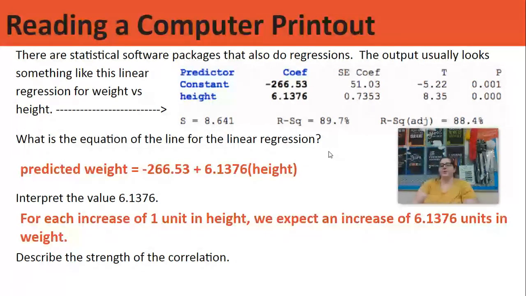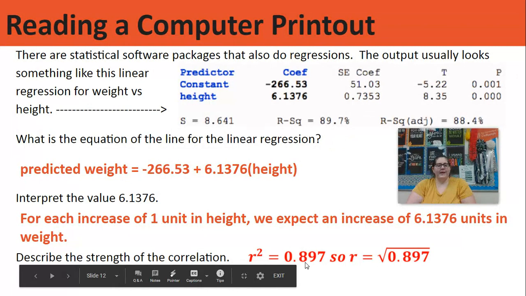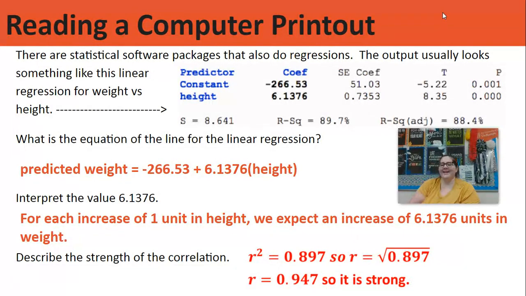And then for the strength, remember the strength comes from R, which is correlation. We don't have R, we have R squared, which is 89.7%. So R squared is 0.897. Remember, it's already a percent, so we have to divide by 100 to turn it back into its decimal form. So 0.897, we take the square root of that, and we get 0.947. If we already have R squared and we want to know R, we just work backwards and square root it. So 0.947, which is a strong correlation.